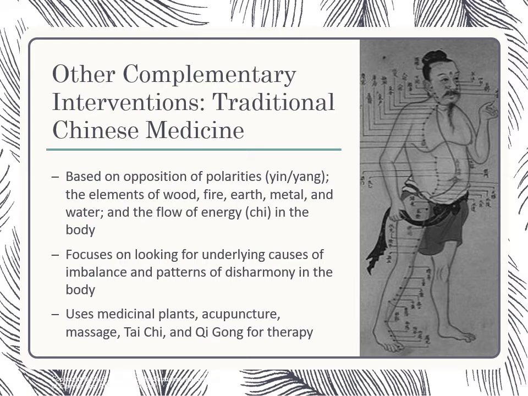Traditional Chinese medicine is based on opposition of polarities, yin and yang, the elements of wood, fire, earth, metal, and water, and the flow of energy, qi, in the body. It focuses on looking for the underlying cause of imbalance and patterns of disharmony in the body. It uses medicinal plants, acupuncture, tai chi, and qigong for therapy.